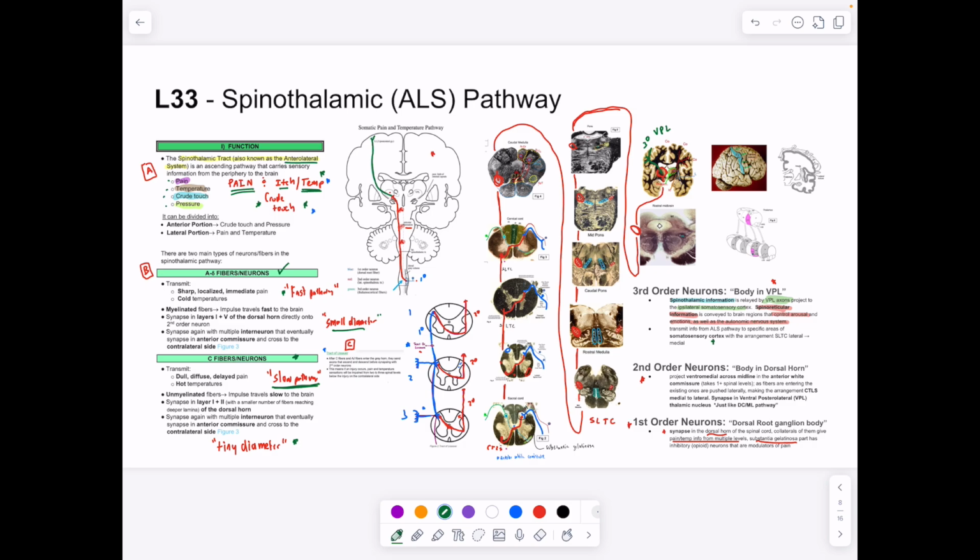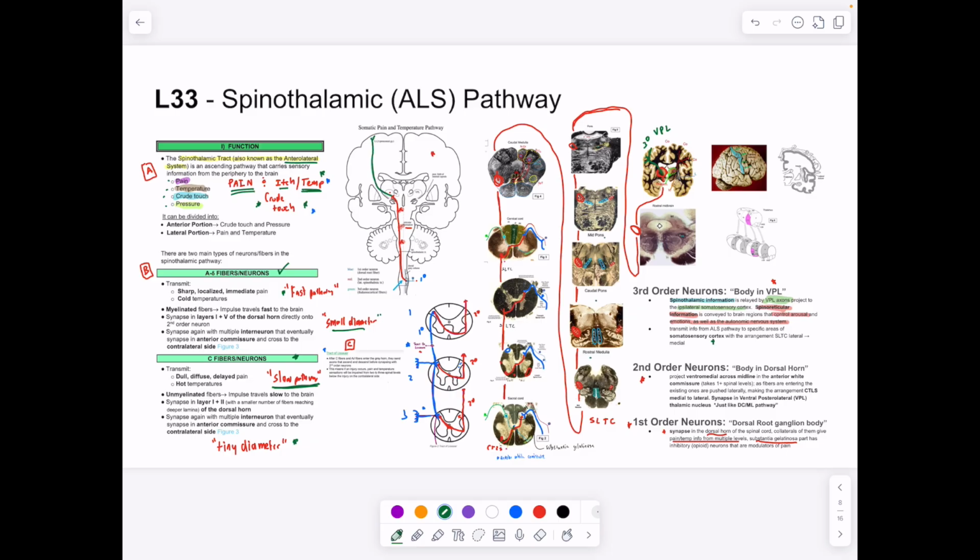All right, so you have pain, temperature, crude touch, and pressure, and the pathway is pretty much just: cross the midline very early on in the anterior white commissure, then get to the anterior lateral funiculi, and then just ascend until you get to the thalamus.